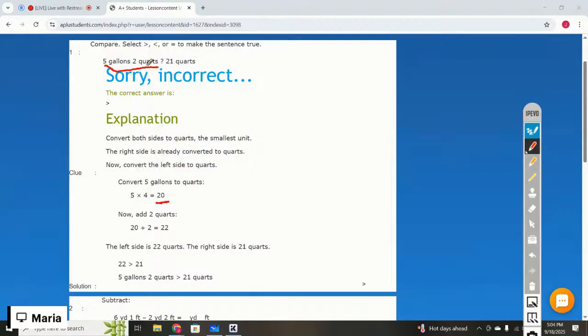So 5 times 4 is 20. You already have 2 quarts. So 20 plus 2 is 22 quarts. So 22 quarts and 21 quarts we need to compare. 22 quarts is greater than 21 quarts.